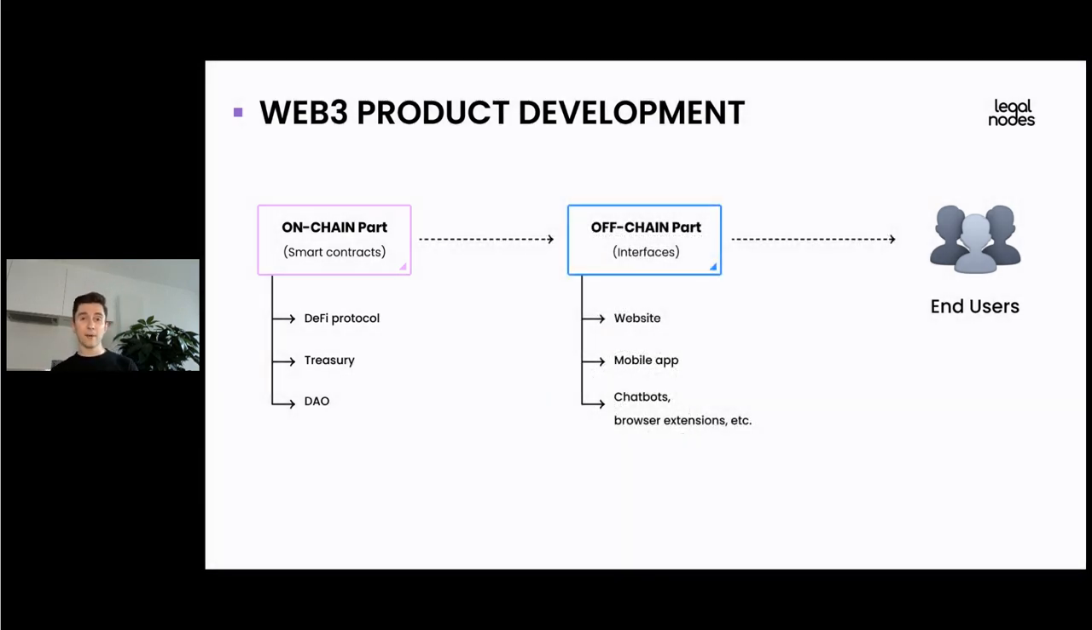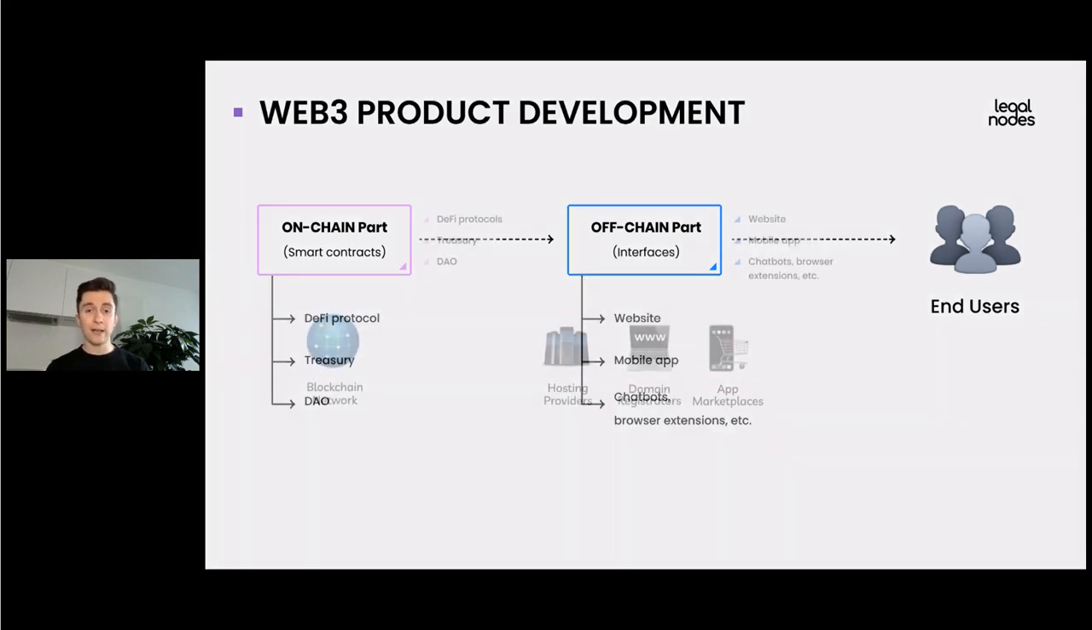And in this step, the off-chain interfaces come in, and here most Web3 founders start thinking about which kind of interface will work best for the end users to build this bridge for the interaction between the end users and the on-chain part of the project. Basically, such interfaces might include websites, mobile apps, browser extensions, chatbots, etc.